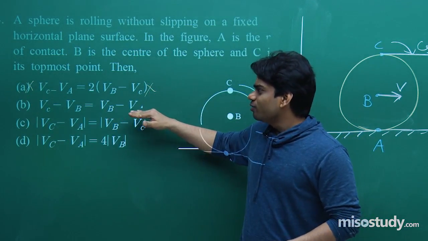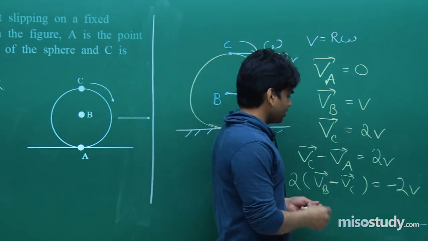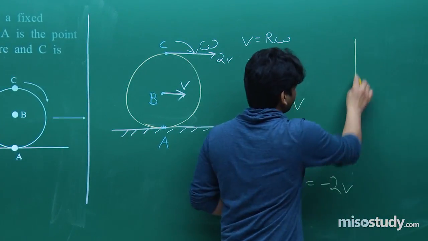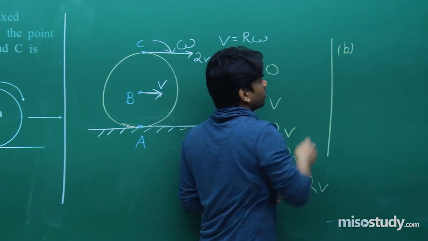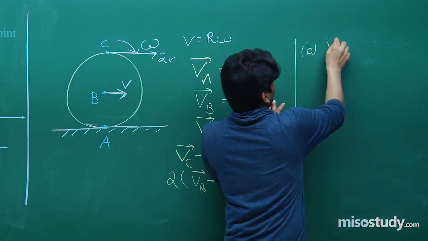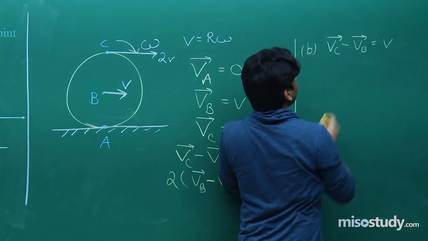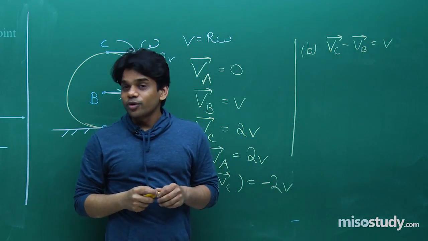Option number B, Vc minus Vb. So let's check option number B. Already we can check it here. Option number B, first of all, on the left hand side we have Vc minus Vb. So Vc minus Vb will clearly give you v, and we have Vb minus Va.